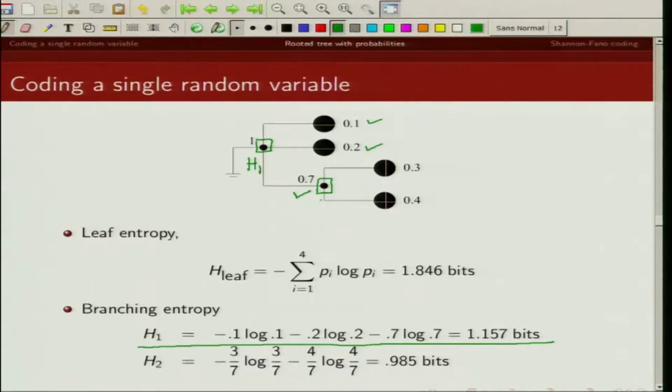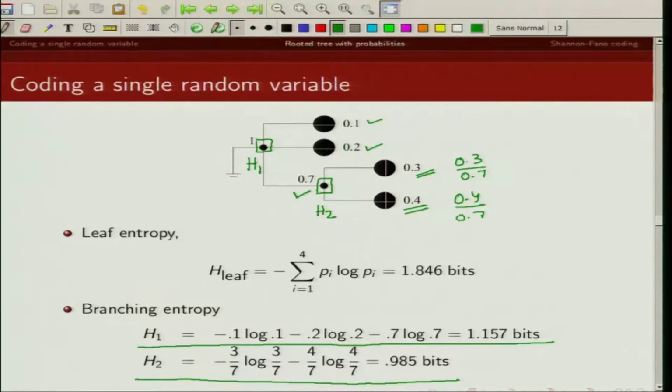Similarly, I can compute the branching entropy at this node, which I am denoting by H2. Now the probability of selecting this branch is 0.3 by 0.7, and similarly the probability of choosing this is 0.4 by 0.7. Then my branching entropy is given by this expression.